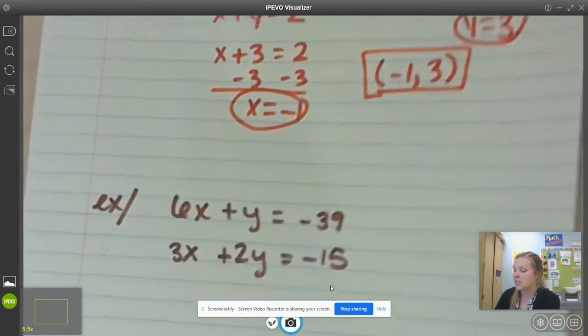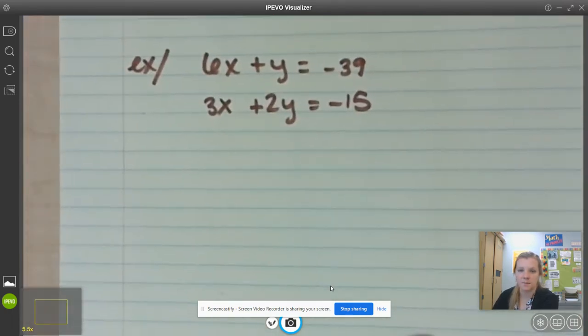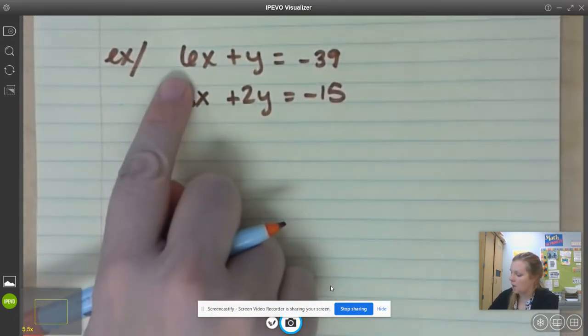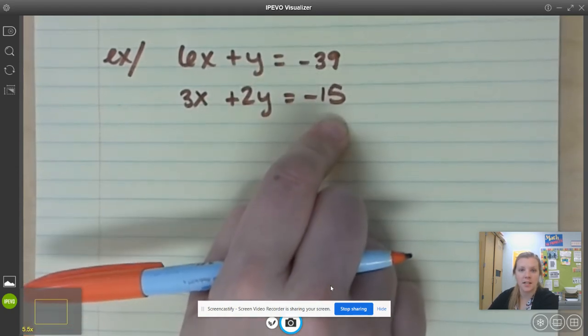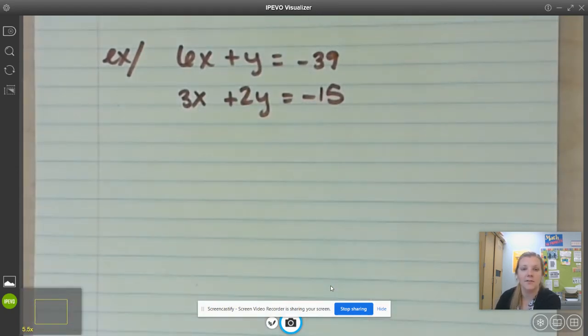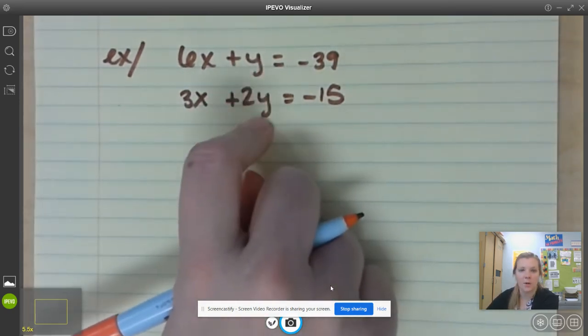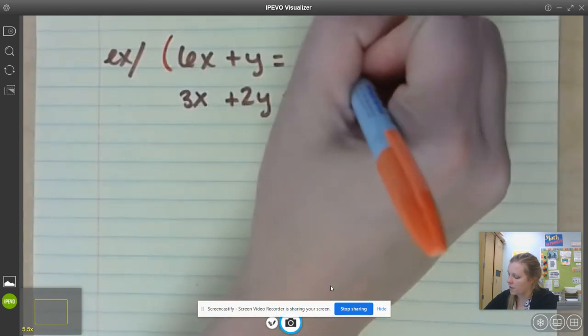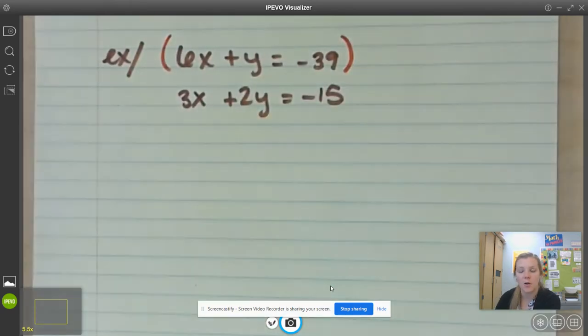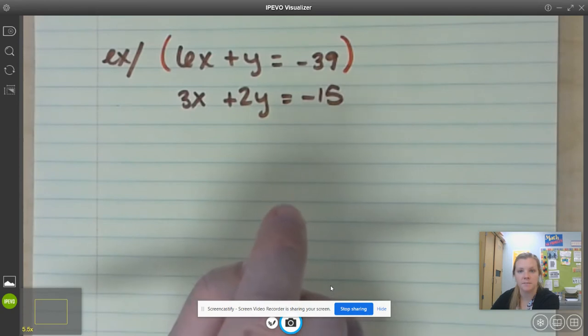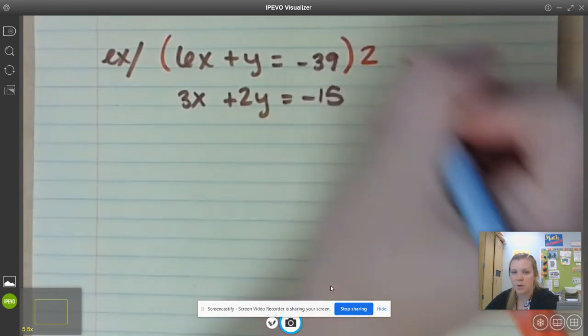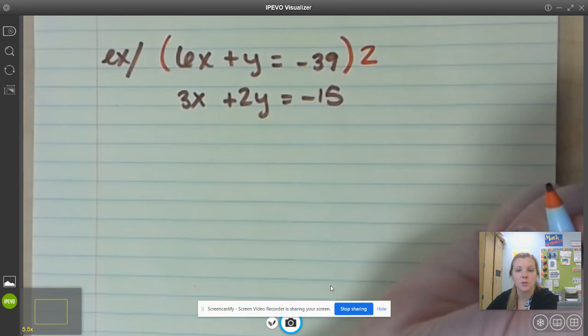All right, let's just get started on this other example. If you look here, my x's are lined up, my y's are lined up, and my constants are lined up. So this is a good candidate for using elimination. If I want the y's to eliminate, we have to think, what am I going to multiply this entire equation by so that the coefficients are the same? In this case, we would multiply the entire thing by 2.